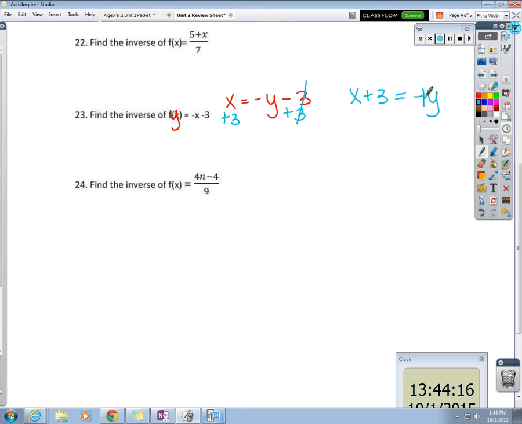Right, this is a negative 1 being multiplied by y, so divide by negative 1. Okay, so what is x divided by negative 1? What's 3 divided by negative 1? And then equals, those cancel to 1, y, and you don't have to write the 1 beside it.